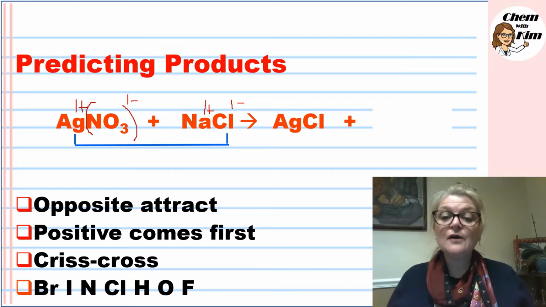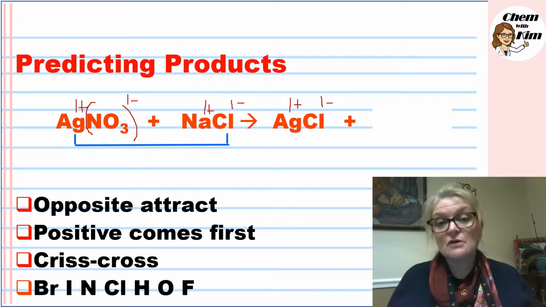Remember, the next part was criss, cross. So in order to figure out if the charges on the silver and the chlorine are neutral, I need to write them in and take a look. Well, remember, the silver was a +1. The chlorine is a -1, so that's neutral. +1 neutralizes -1. We don't need to crisscross.